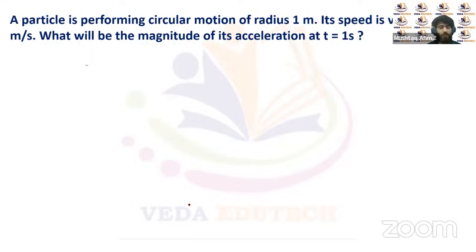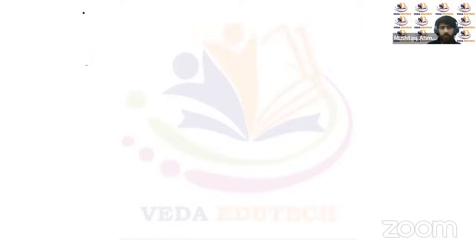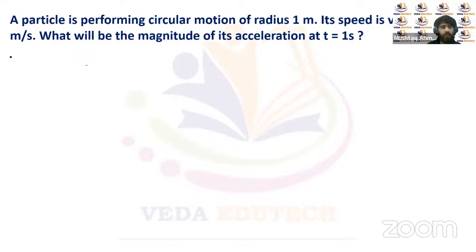Now let's discuss this question. This is the last question for this session. The question is that a particle is performing circular motion of radius 1 meter. Its speed is given as v equal to 2t square meter per second. What will be the magnitude of its acceleration at t equal to 1 second? We have to find the magnitude of the acceleration at t equal to 1 second.